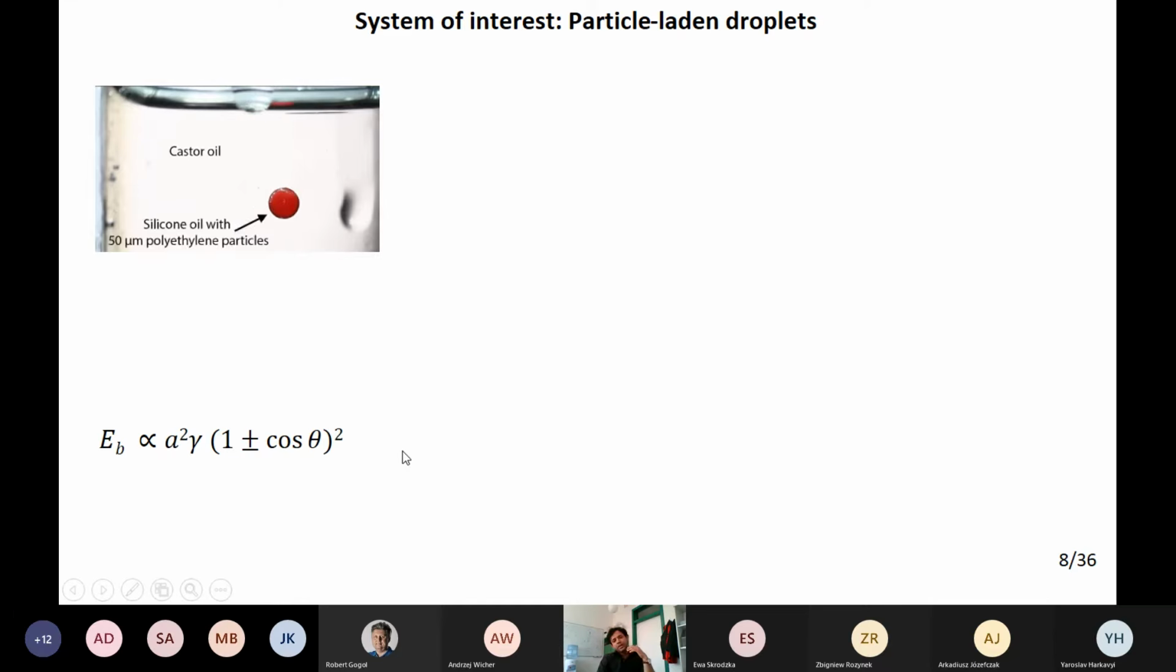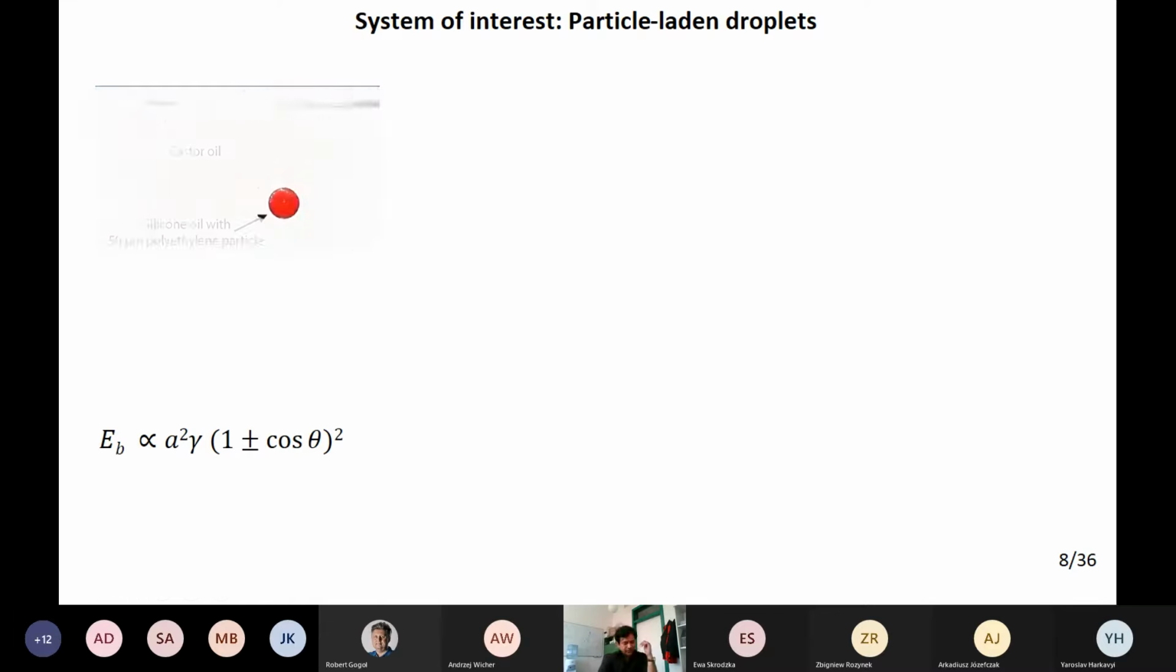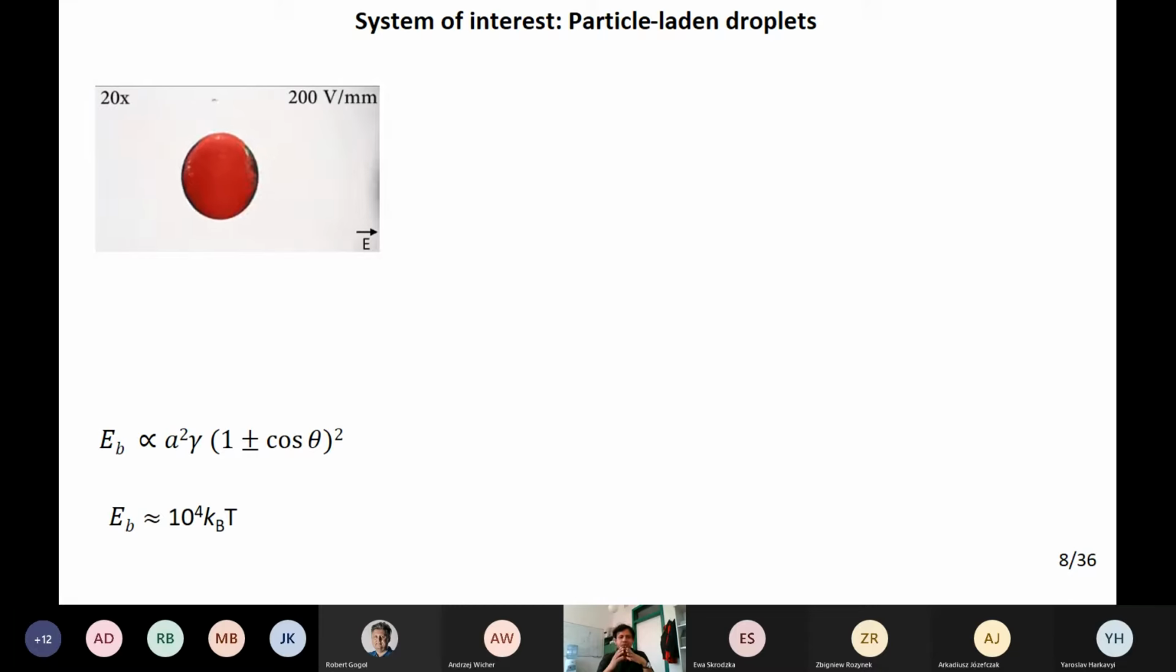In the case of microparticles at the droplet interface, the binding energy is approximately 10^4 kBT. It means that it is quite high. The particle cannot detach from the droplet interface easily, either by touching the droplet with a micropipette or under the application of an electric field.